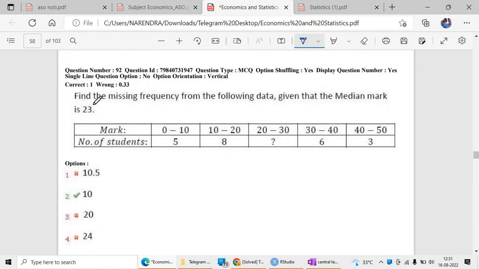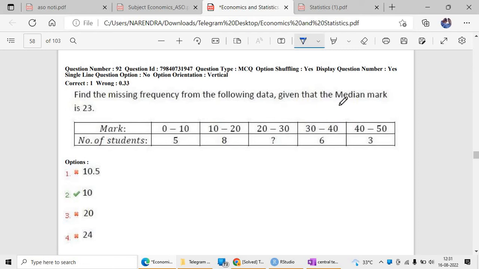So next, find the missing frequency of the following data in the given table. So they are asking a question from median. We already discussed this question. You just find the cumulative frequency here: 5, 13. So I am assuming that it is 13 plus x.